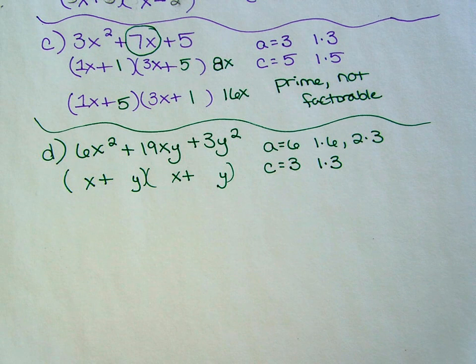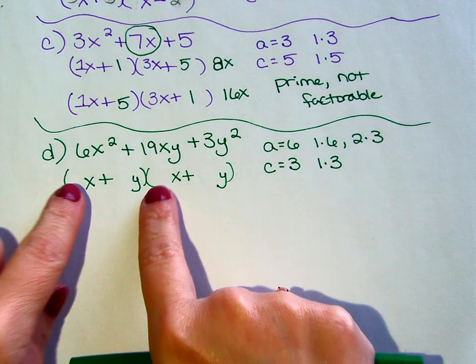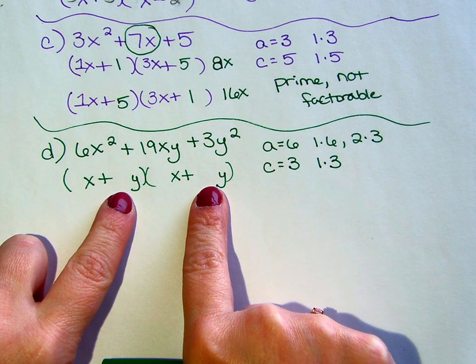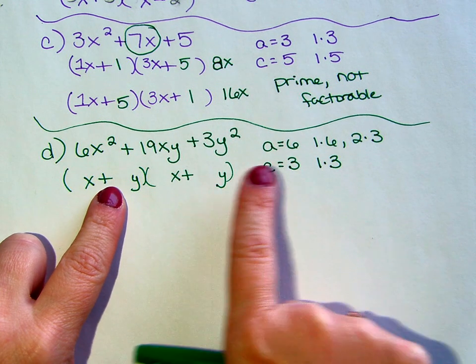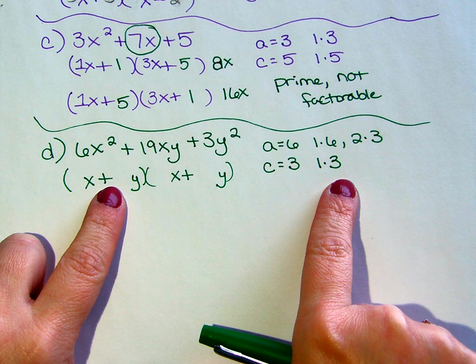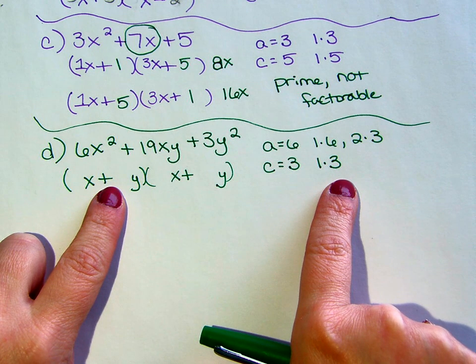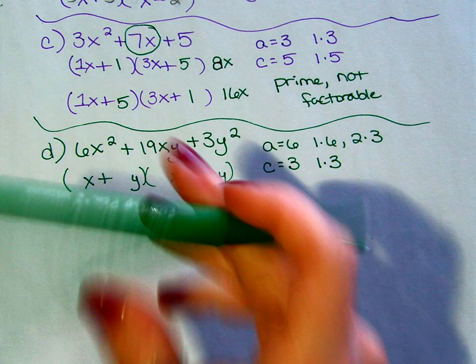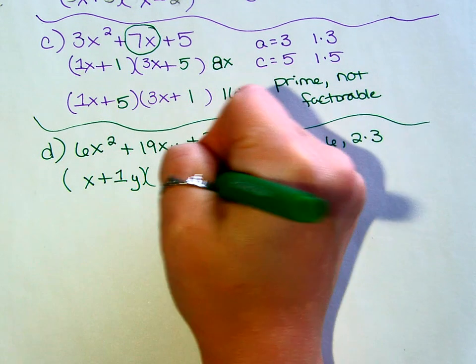And I can even go one step further, but not with my x terms. I can go ahead and plug in the ones here for my last terms inside my binomials, because there's only one set of factors for c. It's 1 and 3. And since the signs are both positive, it doesn't matter where I stick them. So I can put the 1 here and the 3 here.